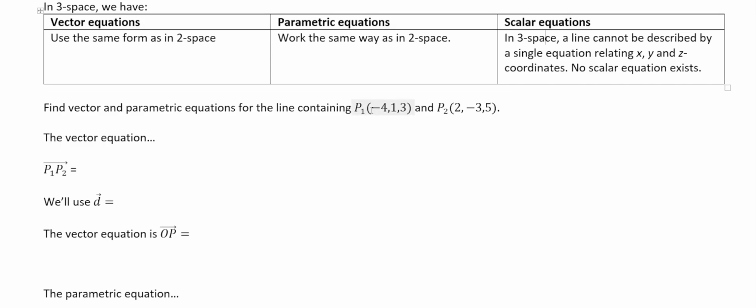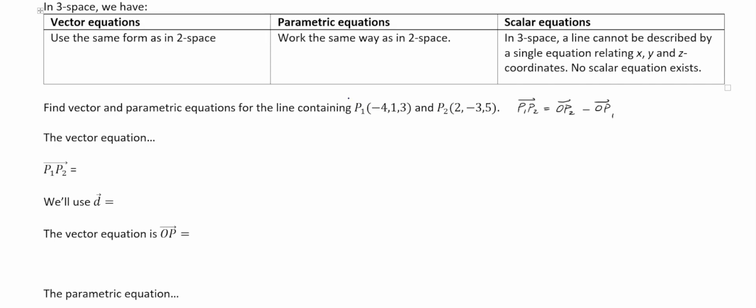So what I'm going to do is form a vector between point 1 and point 2. And if I want to do that, I'm going to take, remember, the position vector from the origin to point 2 minus the position vector from the origin to point 1. You can subtract those two position vectors, and you'll get the vector between point 1 and point 2. So we go ahead and do that.